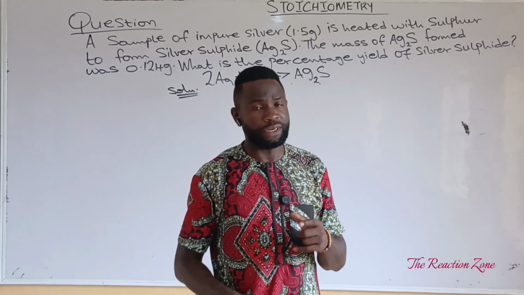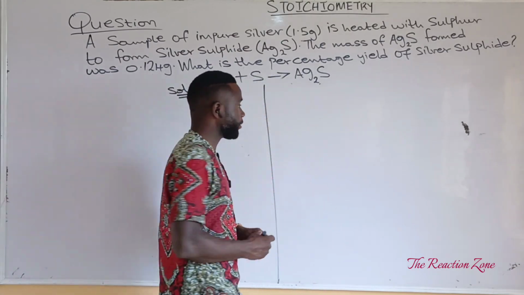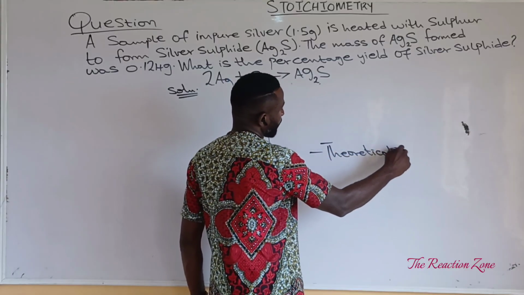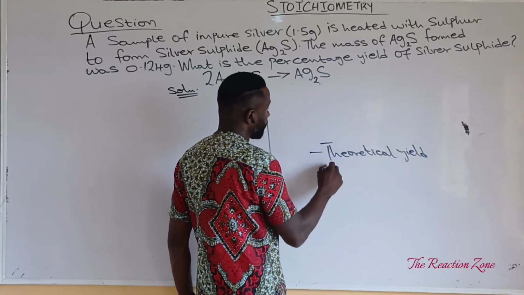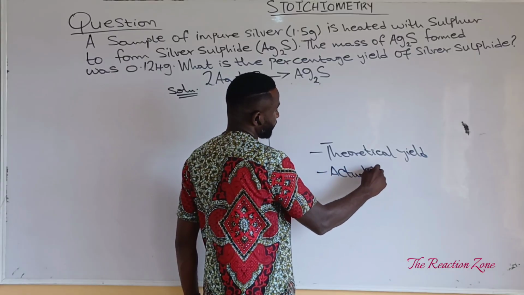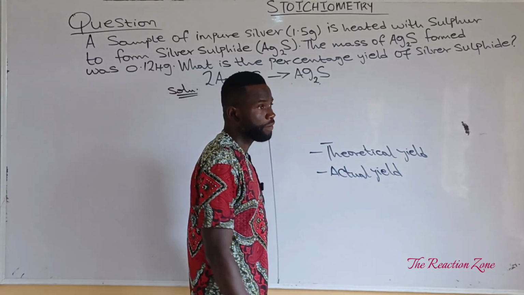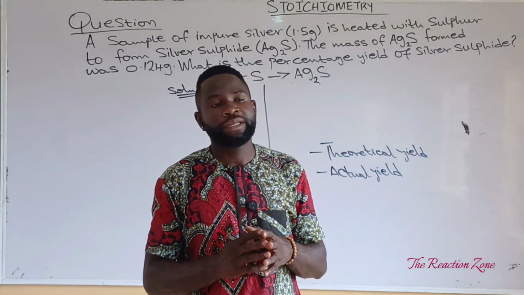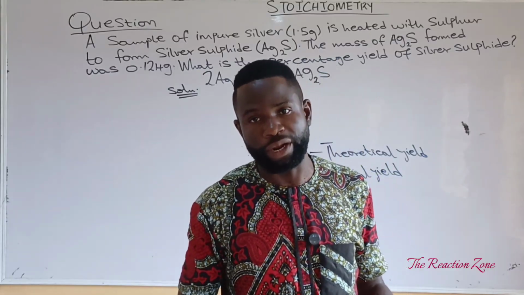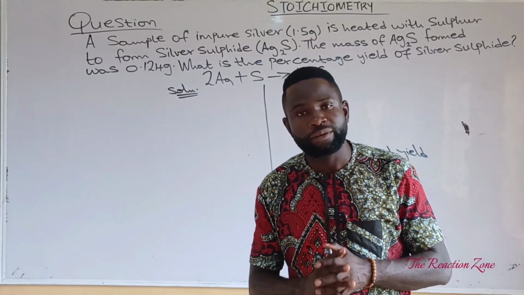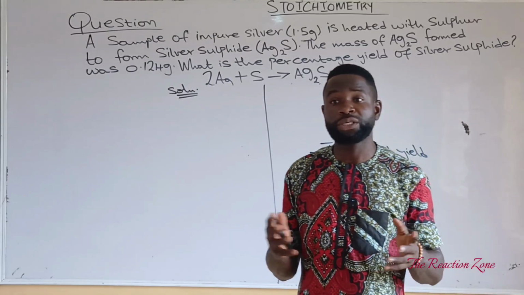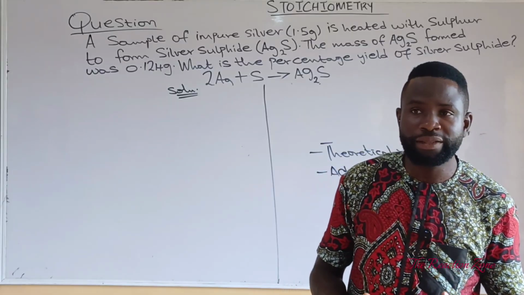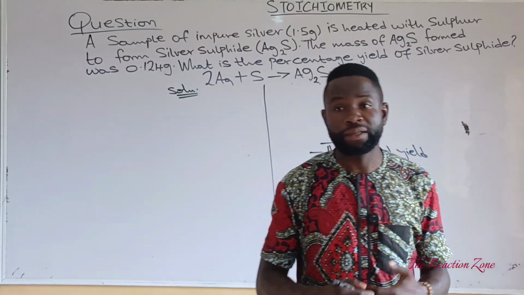To solve this problem, there are two important concepts that we need to understand. The first is the concept of theoretical yield, and the second is the concept of actual yield. The theoretical yield is the amount of product that is formed in a chemical reaction when no reactant or product is lost. It is usually calculated using the balanced chemical equation.